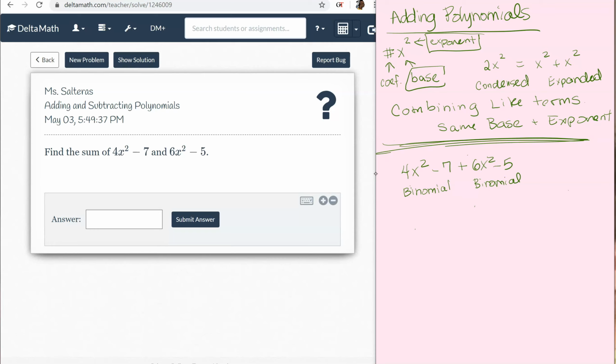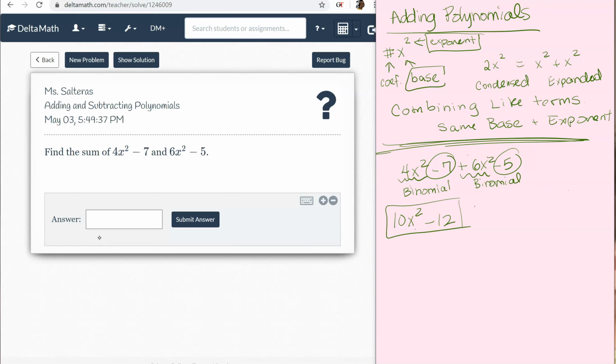So start with your highest exponent. In this case, it's 2. Here we have 4x squared and 6x squared. You're going to combine those two, so we're adding the coefficients. 4 plus 6 is 10. X squared just comes along for the ride. There's no regular x variable, so we just skip that. And what we have left is negative 7 minus 5, so that is going to give us a negative 12. And that is our final answer.